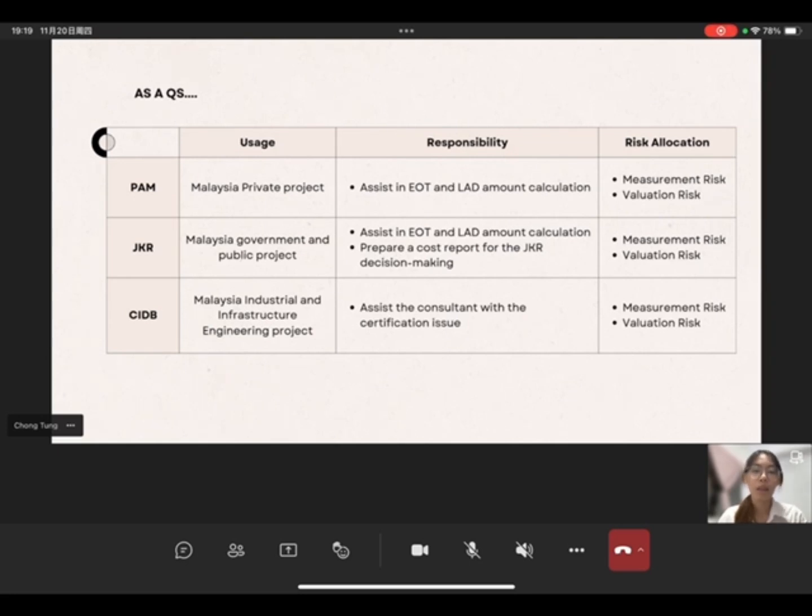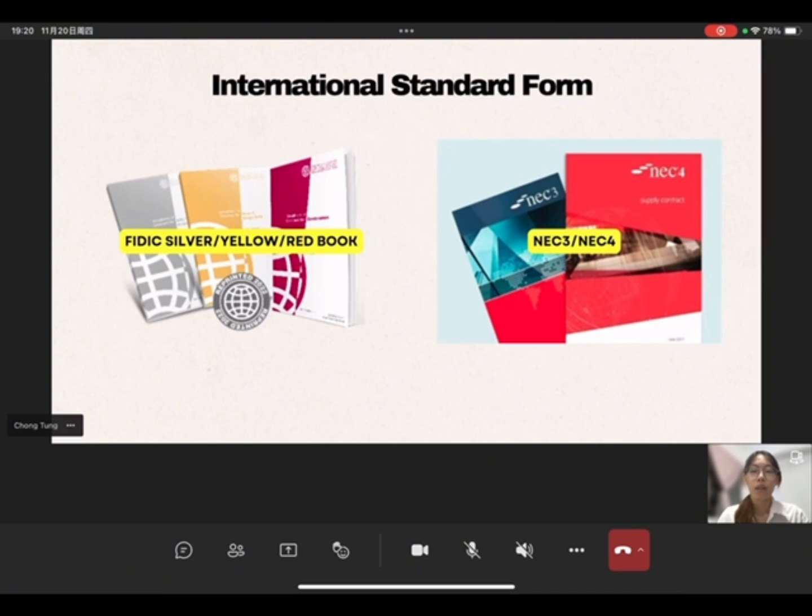For the CIDB, the QS need to assist the consultant with the certification issue. The risk allocation for the QS within these three types of standard form is the same, including the measurement risk and the valuation risk. The international standard forms include the FIDIC, Silver Book, Yellow Book, Red Book, and also the NEC 3 and NEC 4.